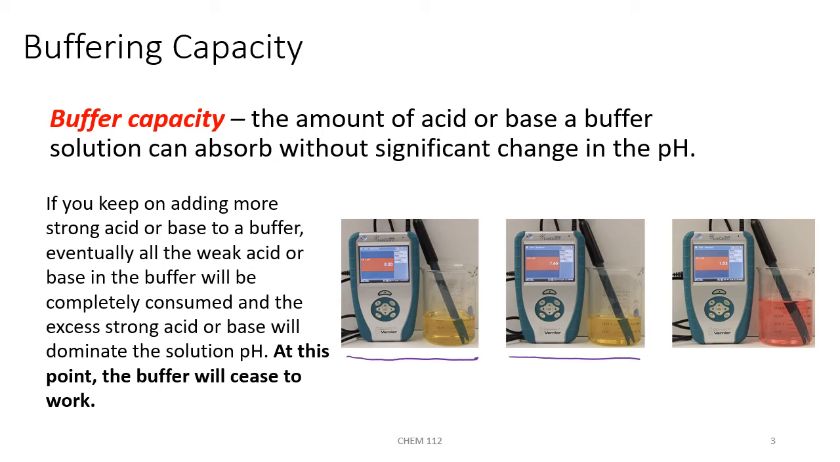Well, now imagine we add a whole bunch of strong acid to our buffer solution. We can see here that the pH in the last picture has dropped all the way down to 1.53, and the color has changed of the universal indicator to red, indicating that the solution is now very acidic. So essentially, we've added so much strong acid that the buffer capacity has been exceeded for our initial buffer solution, and it's no longer keeping that pH relatively constant anymore.